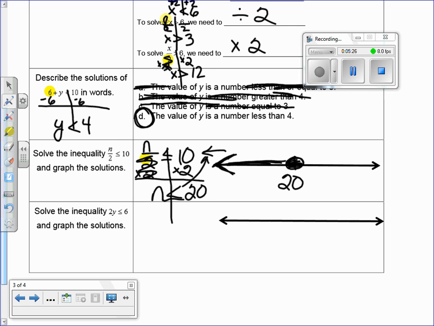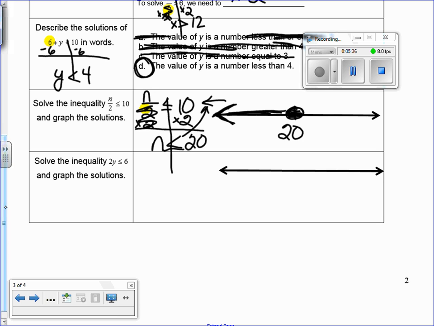So now what we're doing is we're solving the inequality. Now we're graphing it on the number line. Okay, let's try 2y less than or equal to 6. So 2y less than or equal to 6.